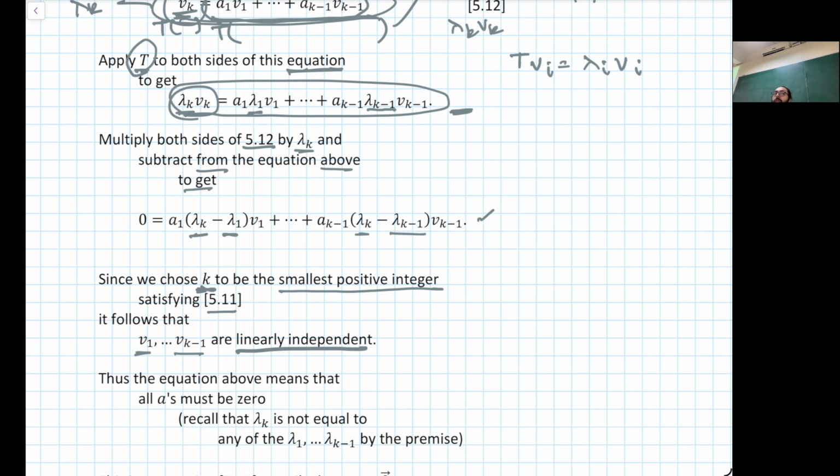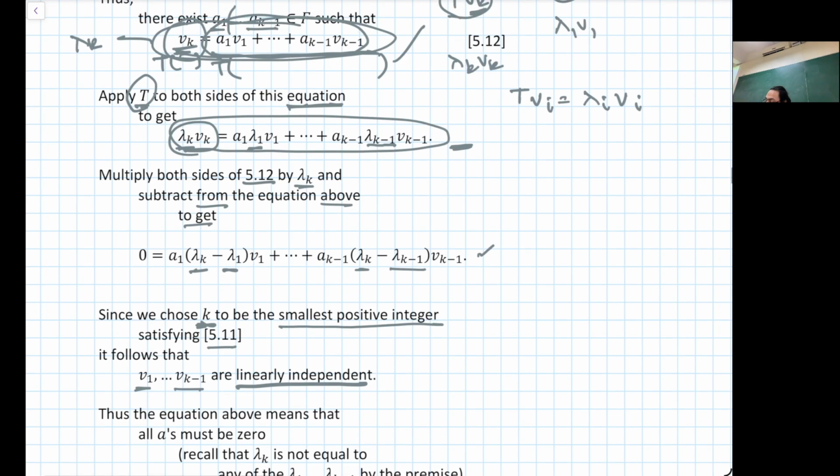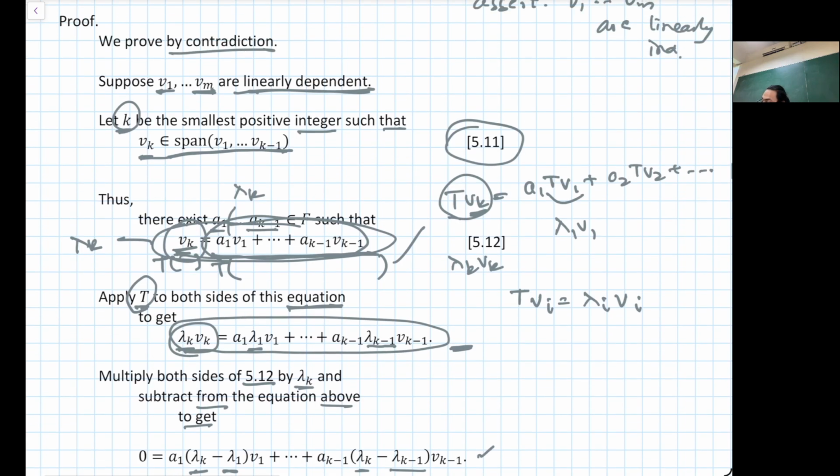Yes? It's not clear? Okay, let's see. The statement we said was: let k be the smallest positive integer such that vk belongs to the span of these vectors. What does that mean? It means that these earlier vectors are linearly independent, because if they were linearly dependent, then v(k-1) would satisfy the same property. What we are saying is the smallest k such that this property holds.